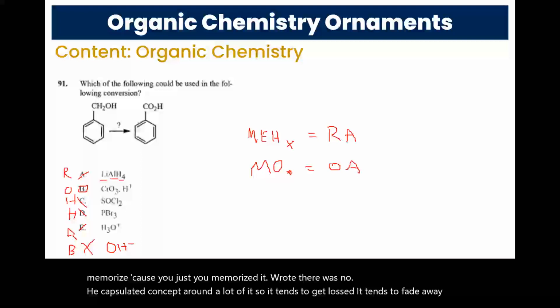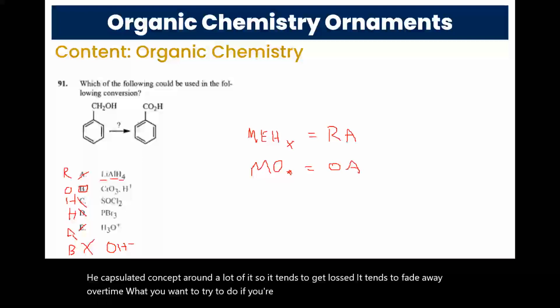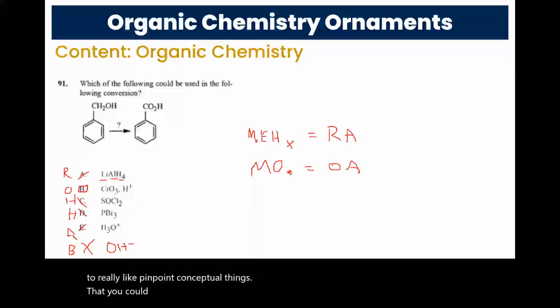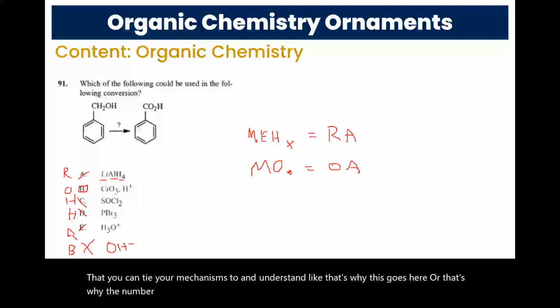What you want to try to do if you're currently in OChem or you haven't taken it yet is pinpoint conceptual things that you can tie your mechanisms to and understand, like, oh, that's why this goes here, or that's why the number of oxygens change, or that's why the negative thing attacks there. So thinking about organic in that sense will be helpful.